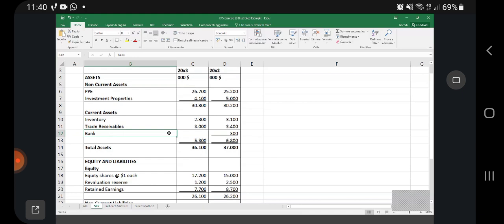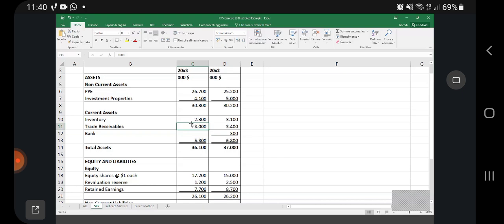So inventory represents inventory at hand. Trade receivables represent the invoices that we have not yet received payment for from our customers. So these are rights to receive payments from customers in the near future. Okay, this is trade receivables.